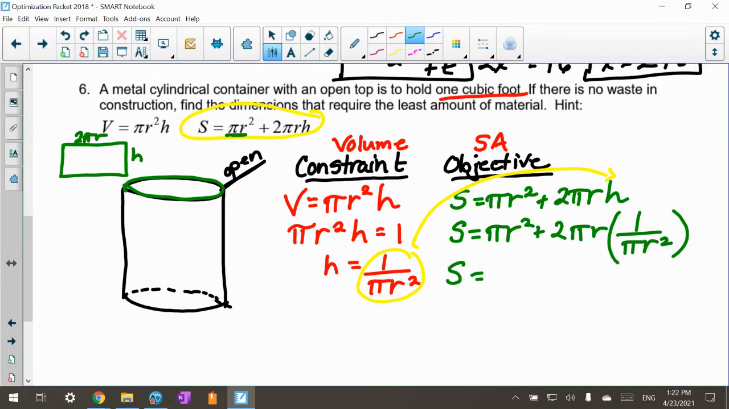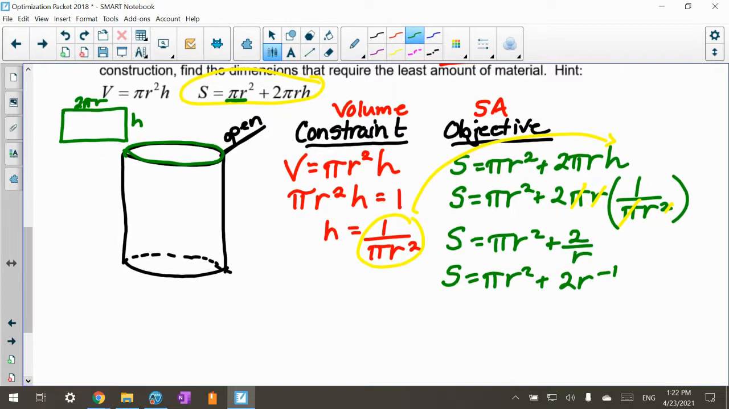So I have pi r squared, and the pi's kind of cancel here. The r cancels, so there's only 1, and so I have a 2. So it's going to be 2 over r. Plus 2 over r. So at least in terms of r, I'm going to write the surface area as pi r squared plus 2r to the negative 1. That is our surface area equation.